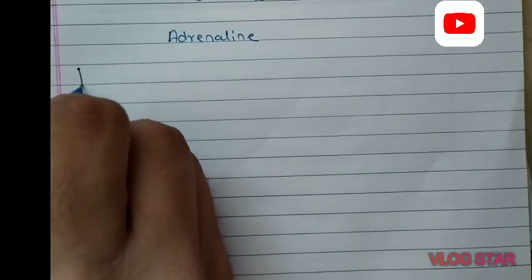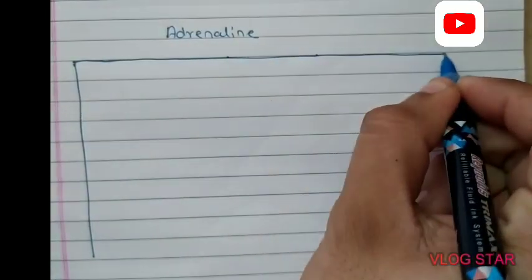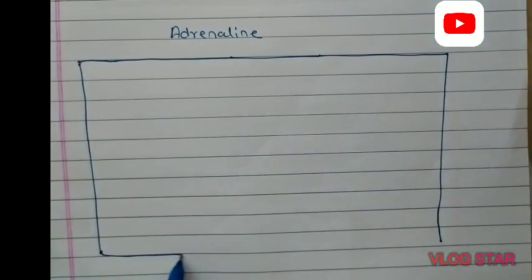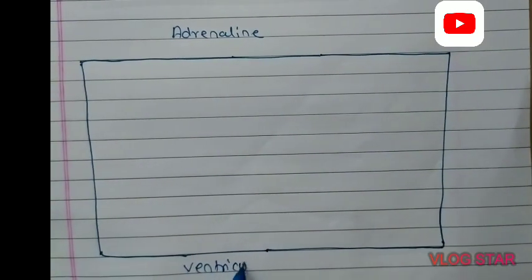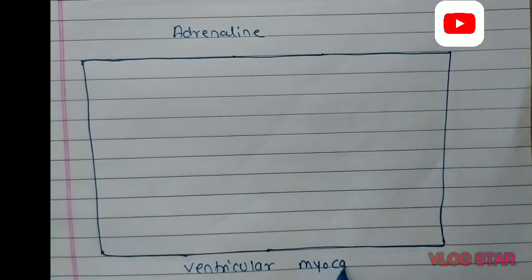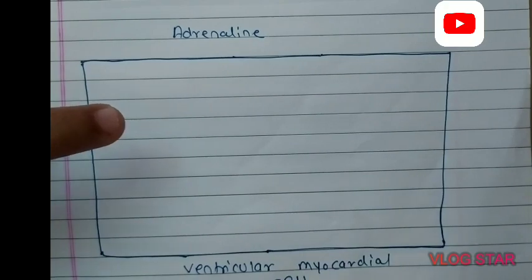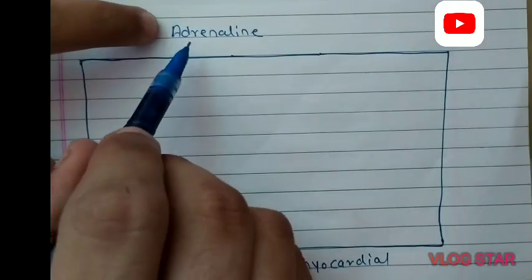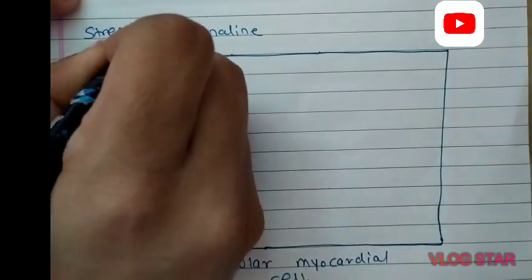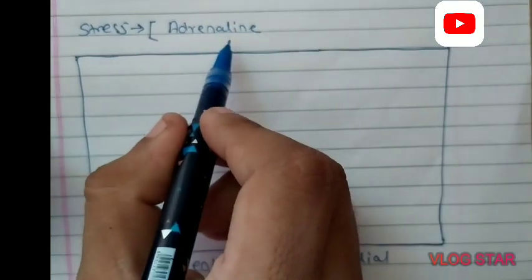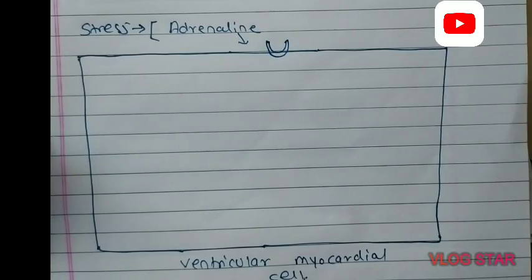Suppose this is one ventricular myocardial cell. This patient's body releases adrenaline in case of stress. So this adrenaline goes and binds on the receptors which are present on the ventricular myocardial cell.